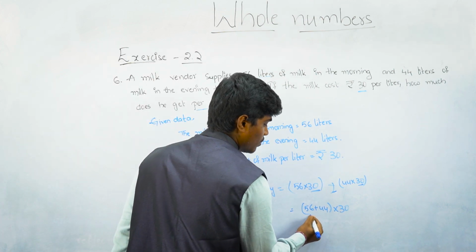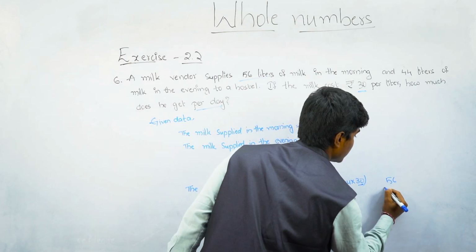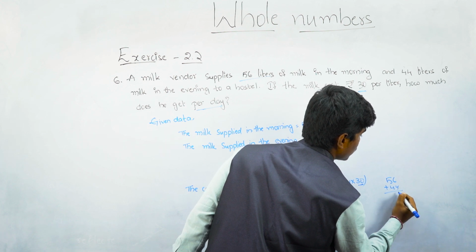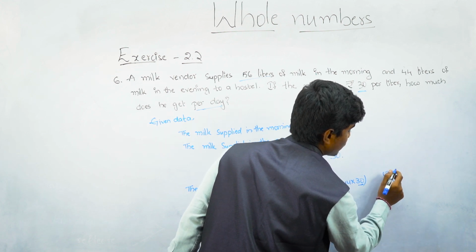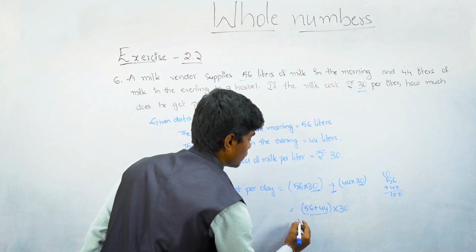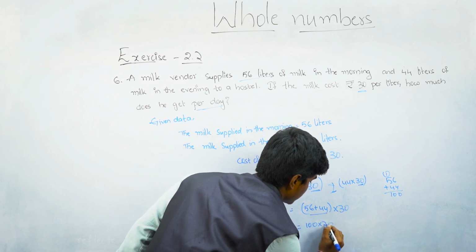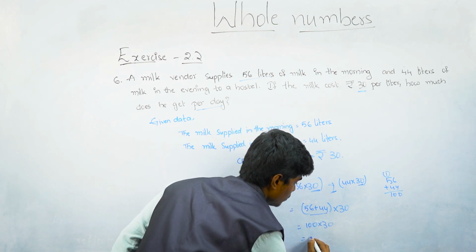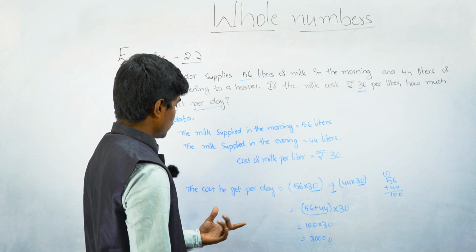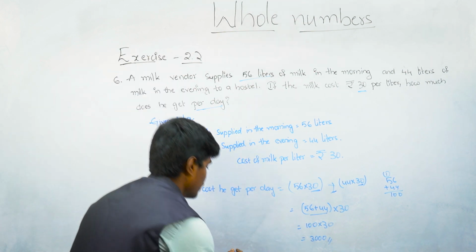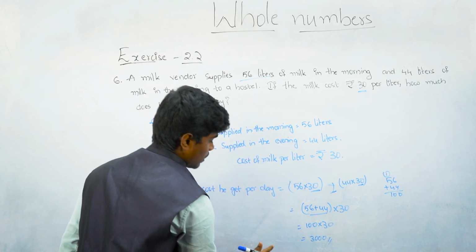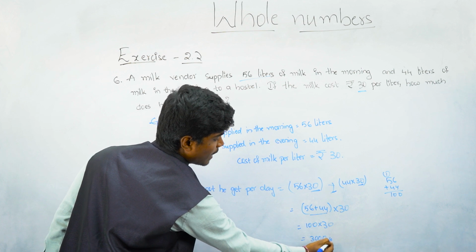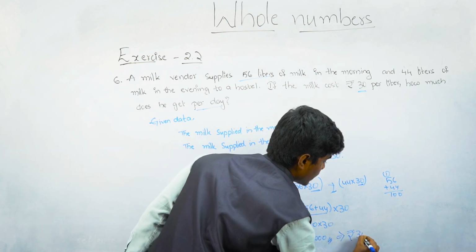First we have to calculate this. 56 plus 44: 6 plus 4, 10. 5 plus 1, 6. 6 plus 4, 10. So it is 100. 100 into 30 is 3000. So the cost he gets per day is rupees 3000.